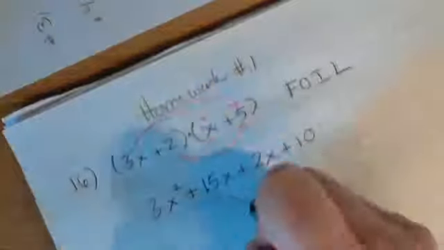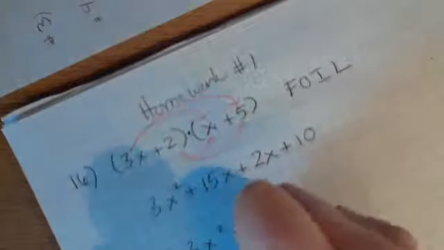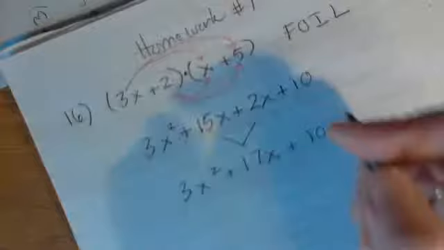So these are the only like terms in this expression, and I can put them together by adding their coefficients, the 15 and the 2. And then bring back down everybody else with the plus signs in between them. And my final answer, as much as I can simplify these two expressions being multiplied, is 3x squared plus 17x plus 10. And we're done.